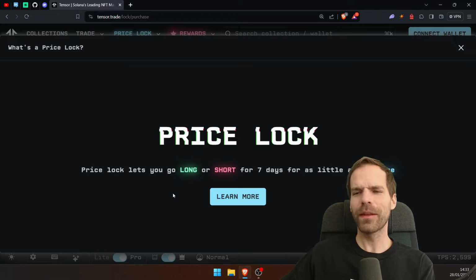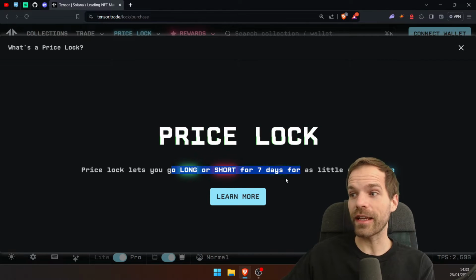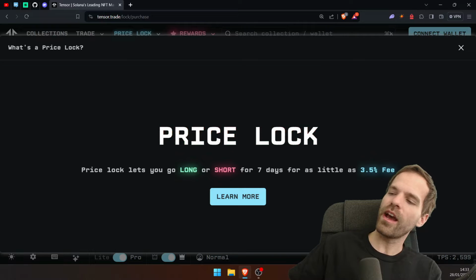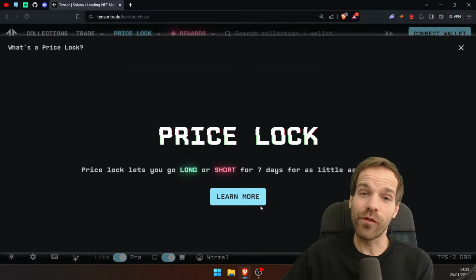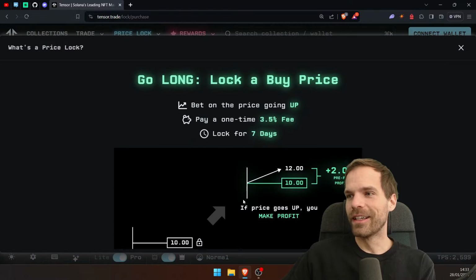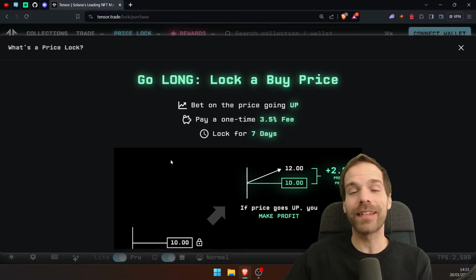What's a price lock? So the basics is a price lock lets you go long or short for 7 days. So the 7 days, the 1 week, that seems to be a thing for price locks. And you pay a 3.5% fee, which I have no idea if that's a lot or not. I never like leverage trade or stuff, so it's probably not a lot. And I have no idea. Learn more. Maybe the very basics that even I understand.